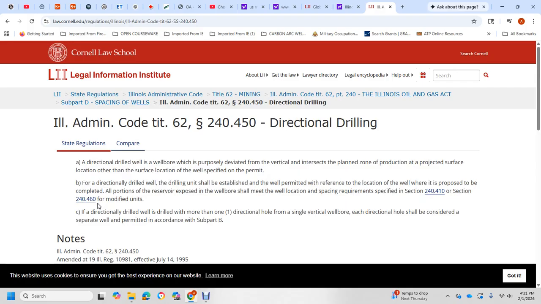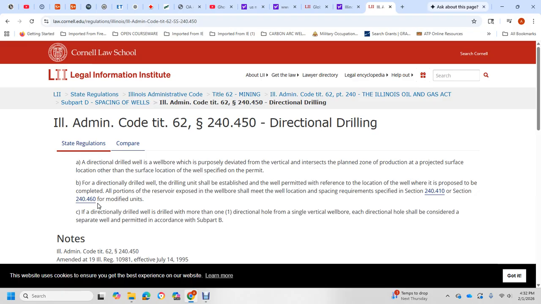Directional drilling: a wellbore, personally with a vertical insert and a plan zone with a production projection surface located within the location of the well. The permanent reference location for a directional drilled well with a directional unit established, with a proposed completion in a portion of the reservoir exposed by the wellbore, shall be with the well location spacing requirements specified in section 244.10, section 244.60 modified units.